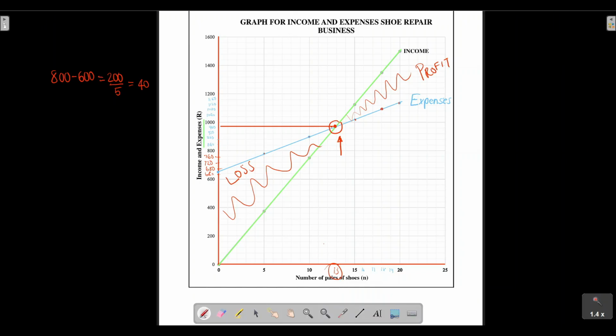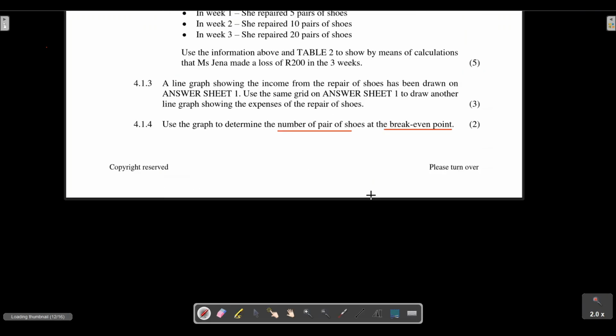And we are basically done. So question 4.1.4, it's 13 pairs of shoes at break-even. Okay, and we are basically done with question 4.1.